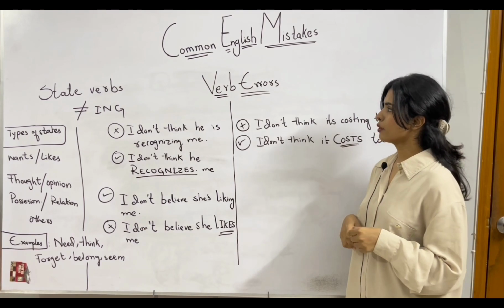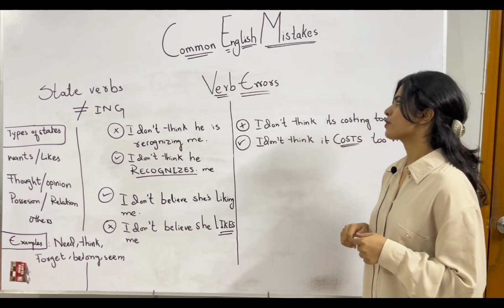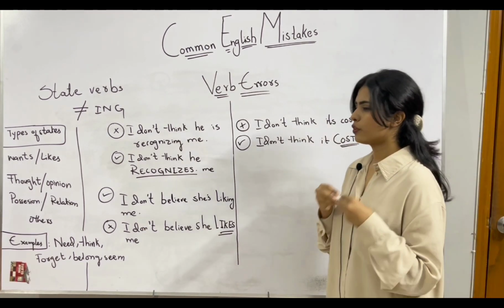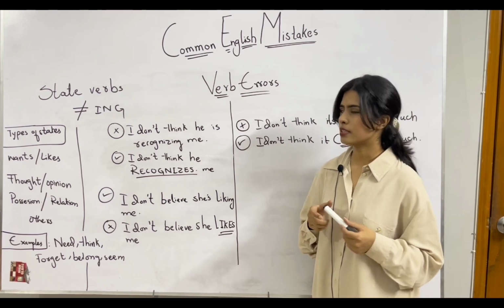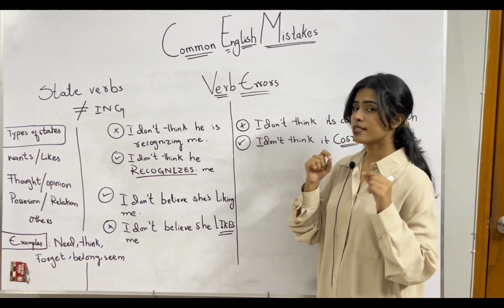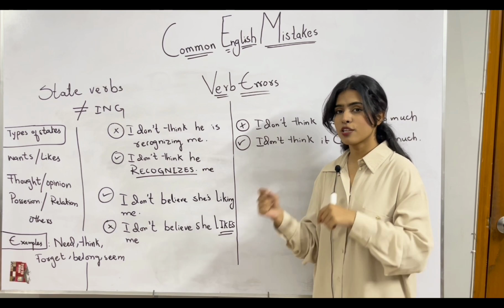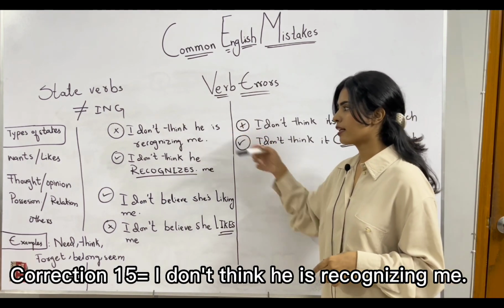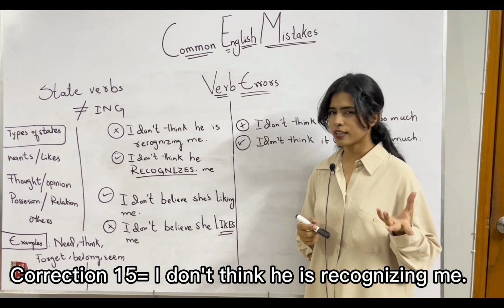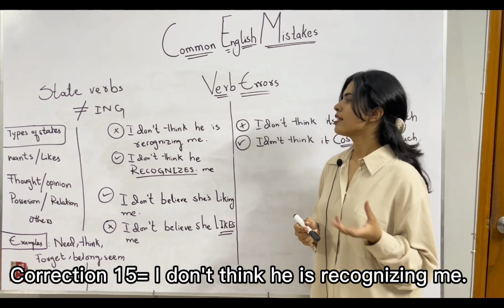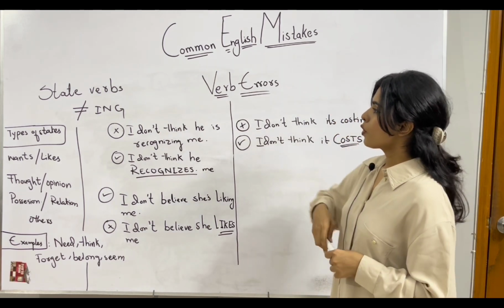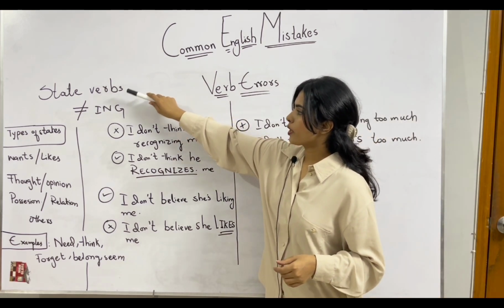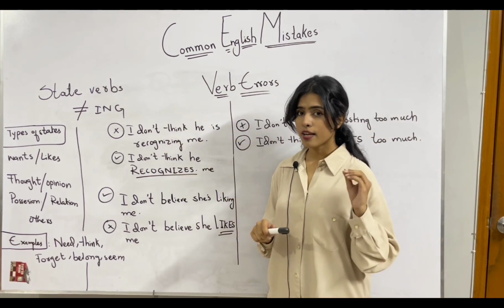Moving on, now we're going to talk about verb errors. Whenever we are using verbs, the most common mistake is that people use state verbs and use ing with them. For example, I don't think he is recognizing me. Now technically that sounds like a correct sentence, but it's not. Why? Because state verbs cannot be used with ing.